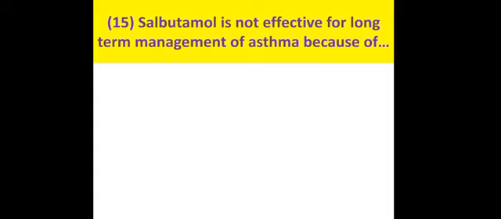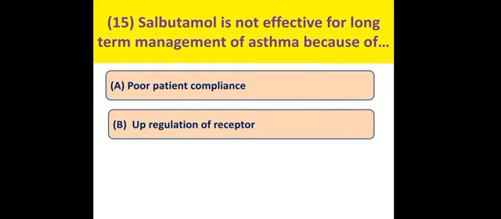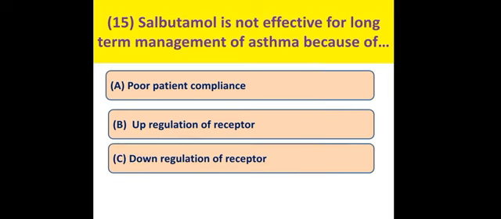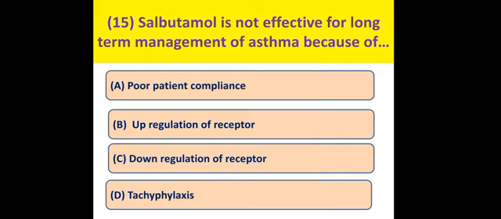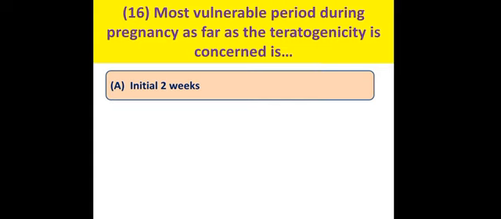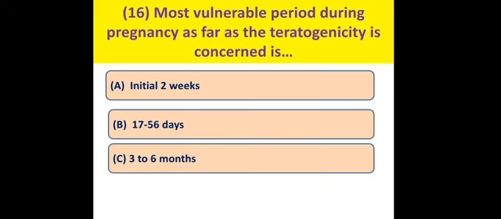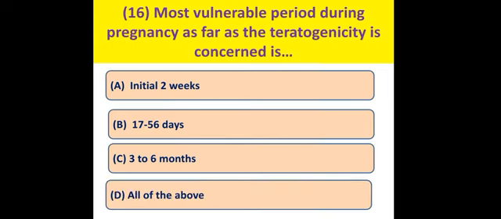Salbutamol is not effective for long-term management of bronchial asthma because of poor patient compliance, upregulation of receptor, downregulation of receptor, and tachyphylaxis. Most vulnerable period during pregnancy as far as teratogenicity is concerned is initial 2 weeks. It means the period of the implantation, then 17 to 56 days, 3 to 6 months, and all of the above.